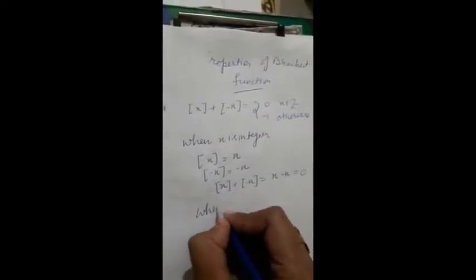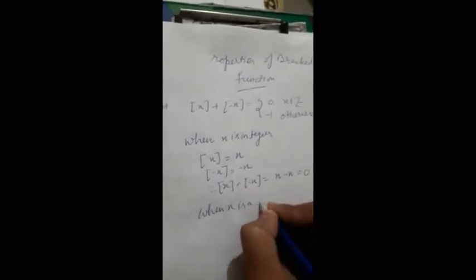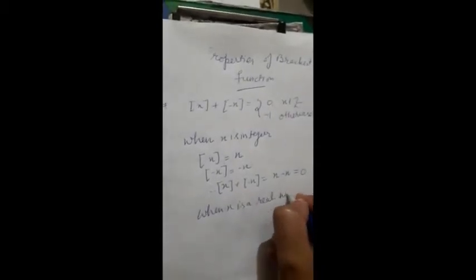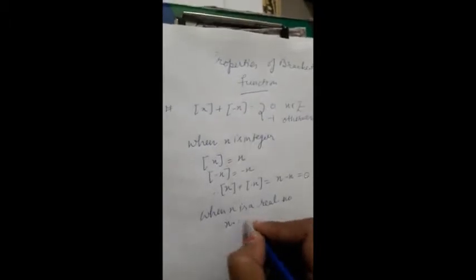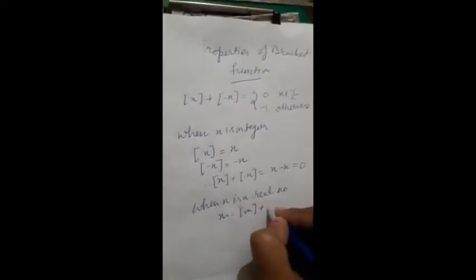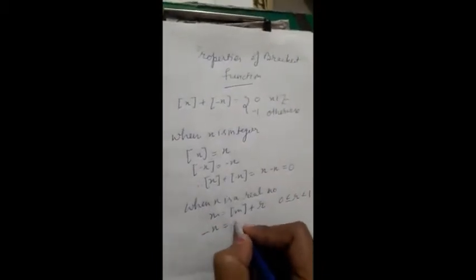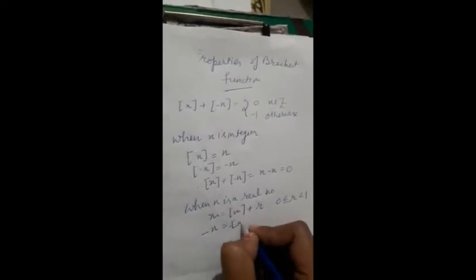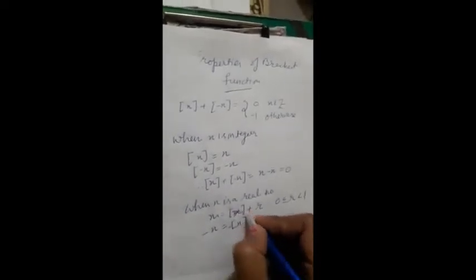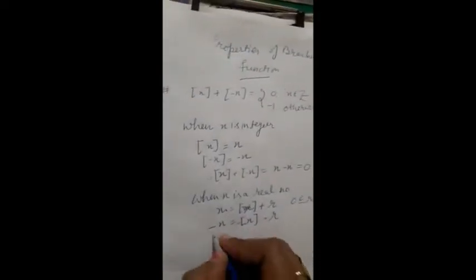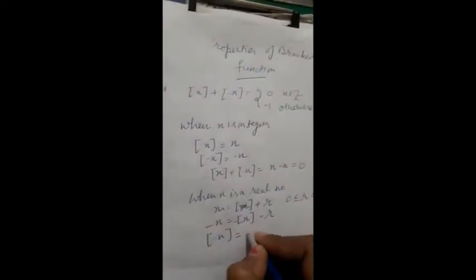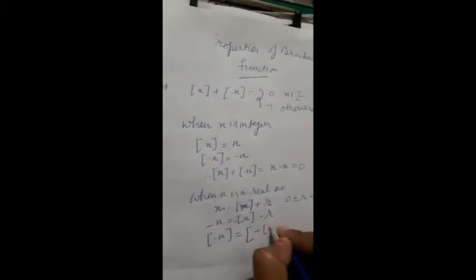Again, otherwise, that means when x is a real number. When x is a real number, we know x can be written as greatest integer x plus r. r is the fractional part which lies between 0 and 1. So therefore minus x can be written as minus of greatest integer of x minus r. Now what is its greatest integer? Greatest integer of minus x is greatest integer of minus greatest integer x minus r.